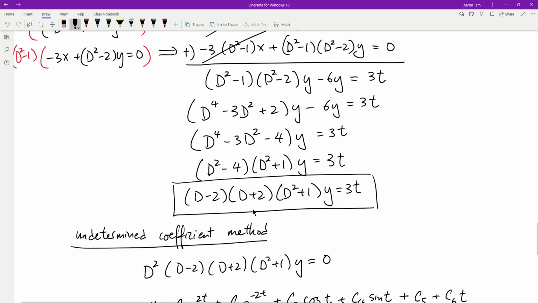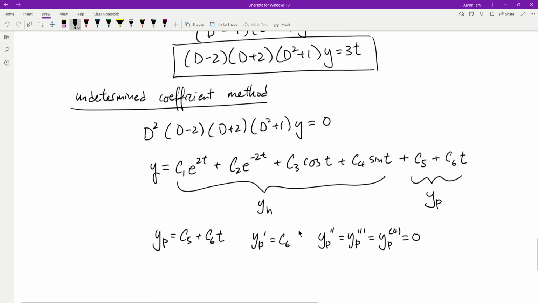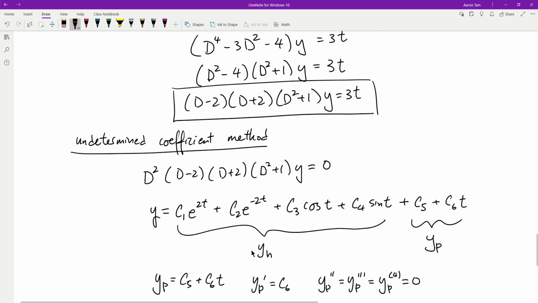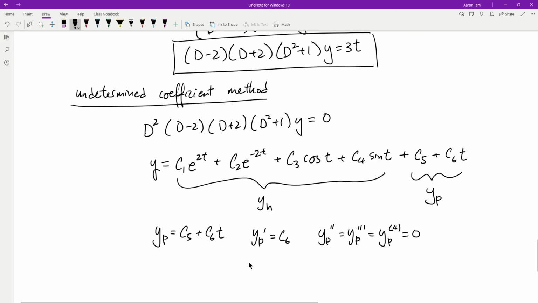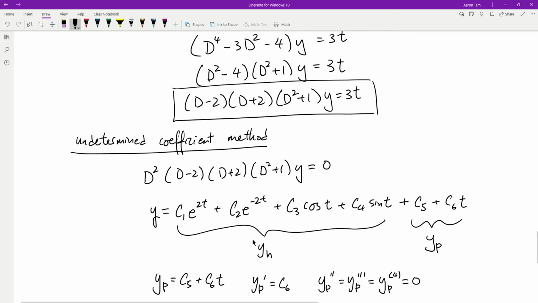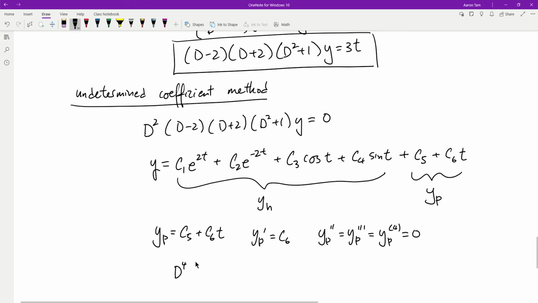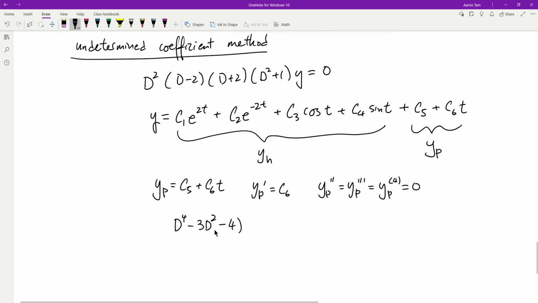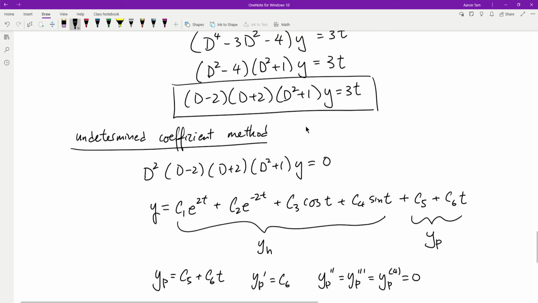So therefore, my fourth order differential equation, it really sounds complicated, but actually not too bad. So I'm going to plug it in to solve my differential equation now. So therefore, what I have is d to the fourth minus 3d squared minus 4 of y is equal to 3t. Yep, 3t.